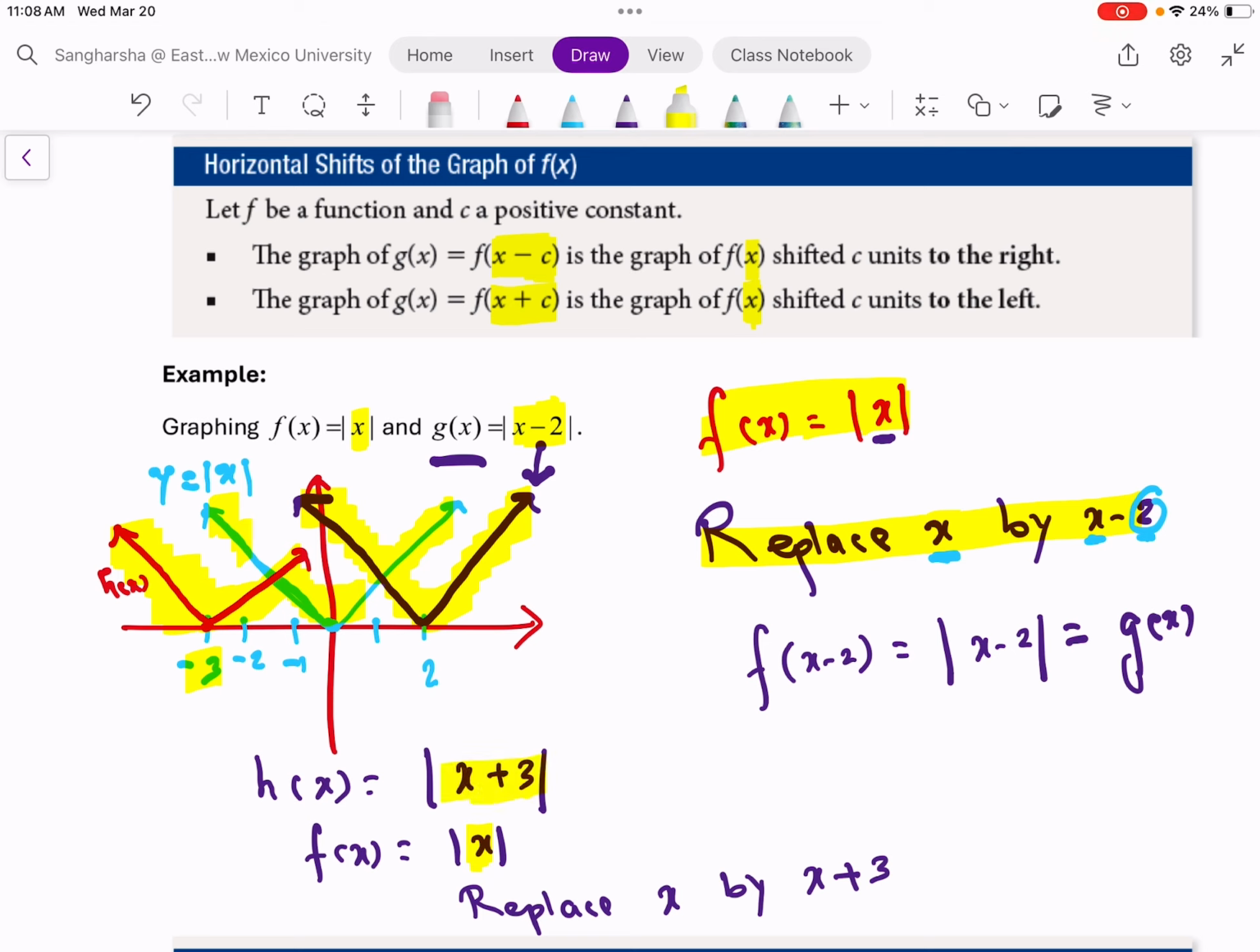Okay, you add a number to a function, it goes up. You subtract a number from a function, it goes down. You replace x by x minus some number, it goes right. You replace x by x plus some number, it goes left. Okay, so these are the transformations that we talked about yesterday.